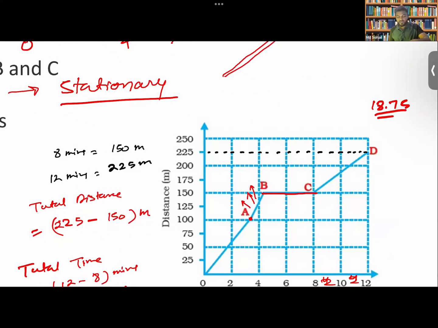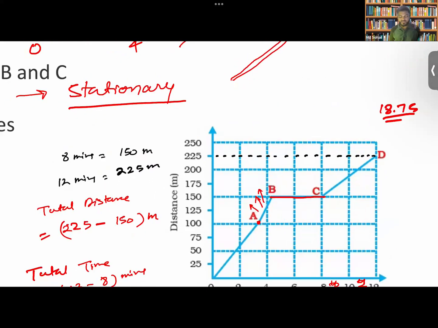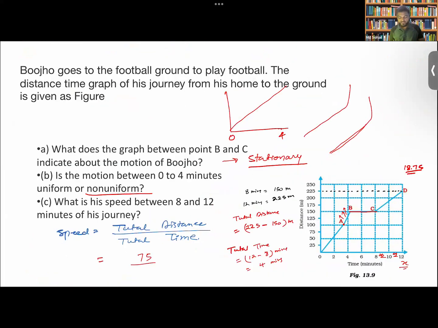So in that manner, we can calculate the speed. Total distance is 75. Total time is 4 minutes. So that will be 18.75 meter per minute. Santosh, Chakrika, and Vaiga, is that clear to all three of you? Someone answered 18.75. That is correct. Very good.